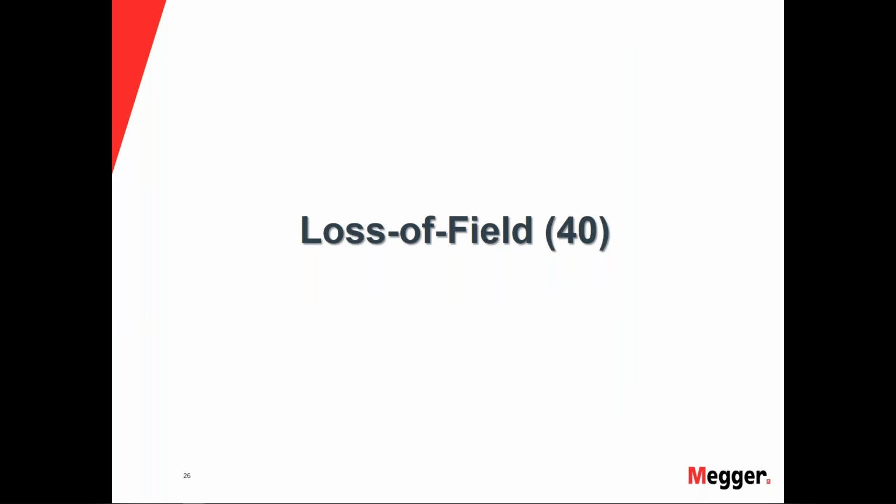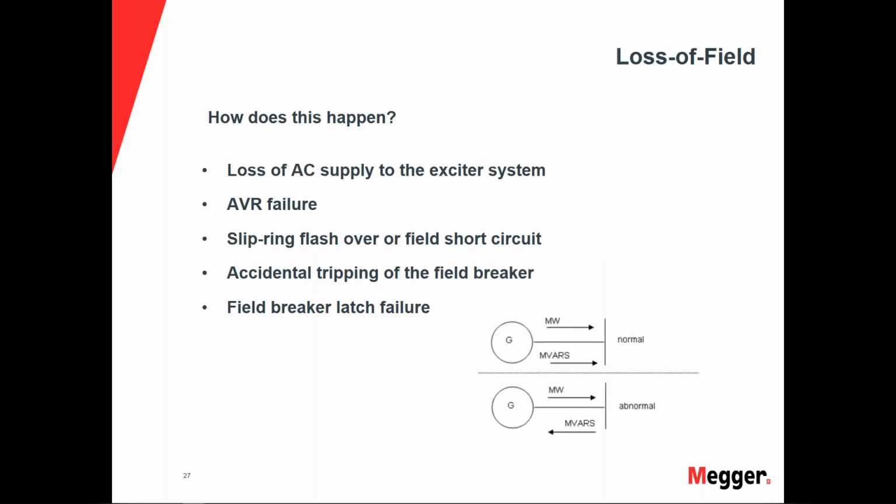Okay, loss of field. So the idea of the loss of field relay is that when a generator loses its stability limits and fails to stay synced to the grid, then the loss of field protection takes over and trips the generator. But how does this actually happen?